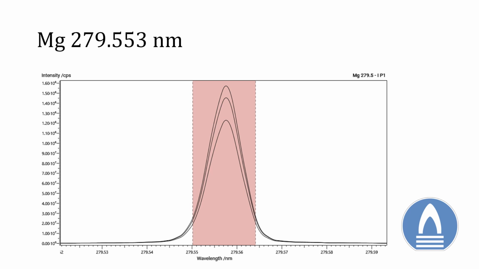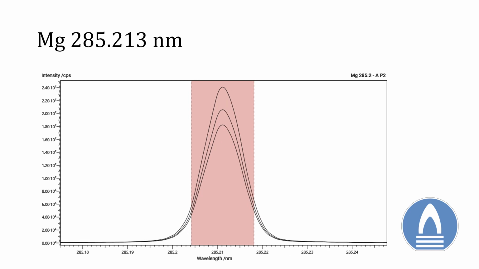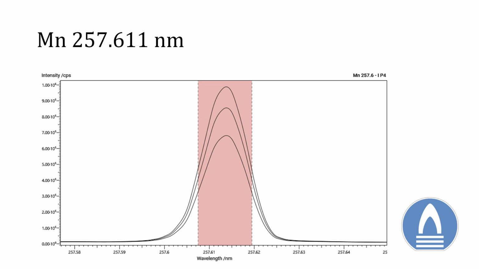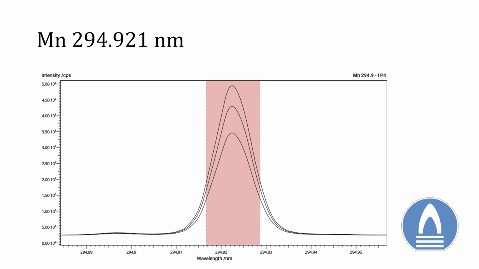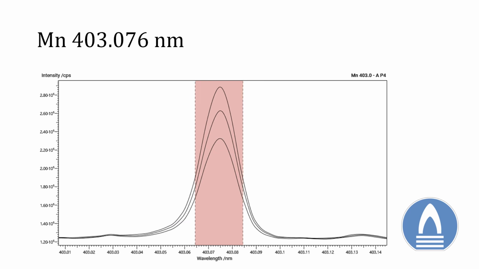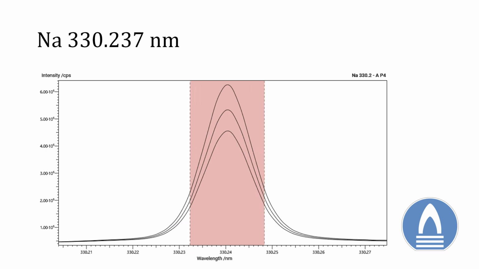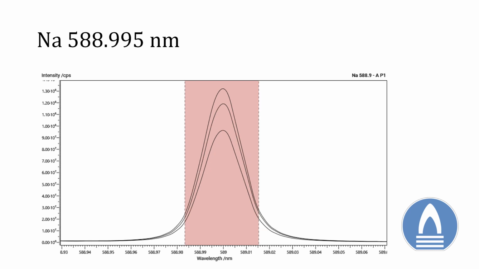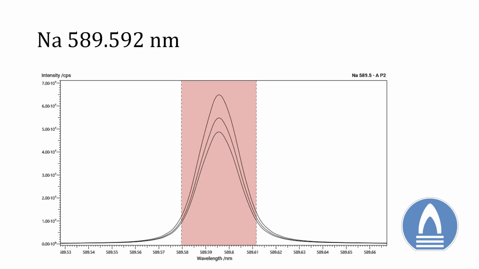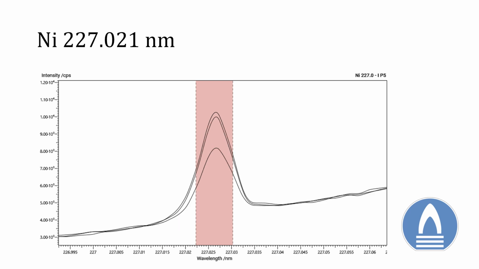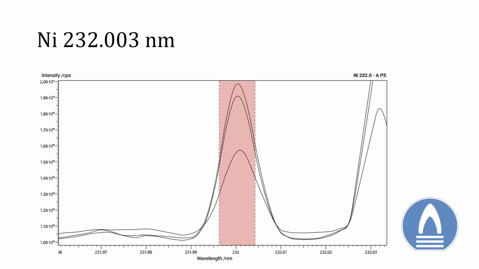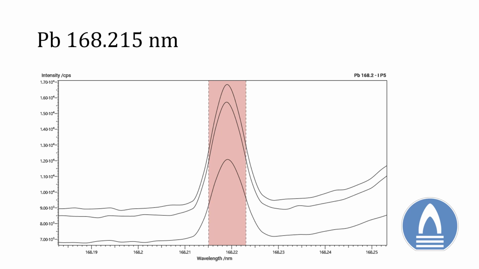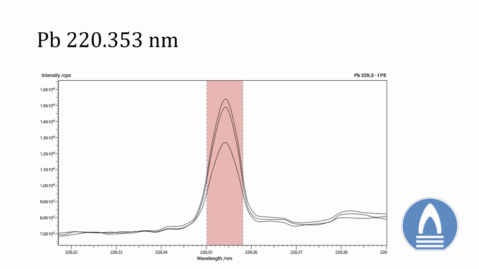Magnesium 279, 280 and 285. Manganese 257, 259, 260, 294 and 403. Sodium 330, 588 and 589. Then on to nickel 227, 231 and 232. Lead 168 and lead 220.